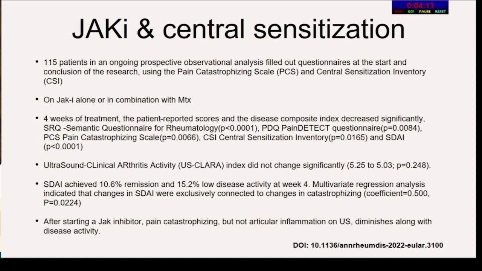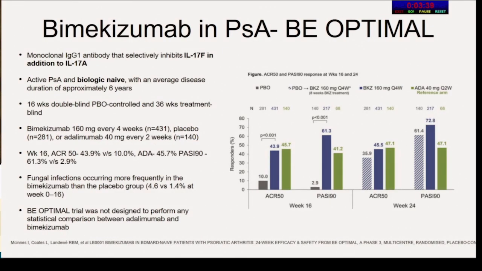115 patients scored their pain catastrophizing scale and central sensitization inventory, and what was found was that SDAI achieved almost 10.6% remission and 15.2% low disease activity, and the changes in SDAI were exclusively connected to changes in catastrophizing. So the JAK inhibitors do have a role in central sensitization reduction as well, and that's possibly the reason why we see the reduction in pain more than the reduction of inflammation in the patients.